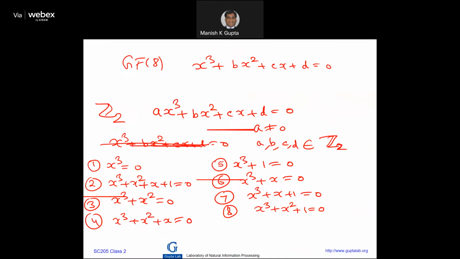Any idea? So there are 2 equations we found. x cube plus x plus 1 is equal to 0 and x cube plus x square plus 1 is equal to 0.